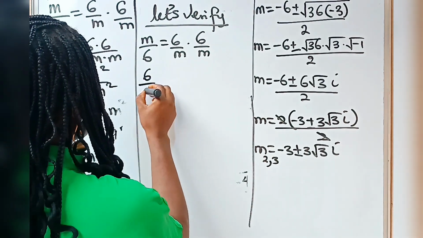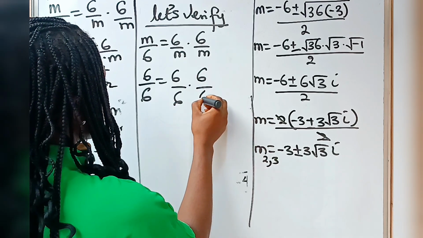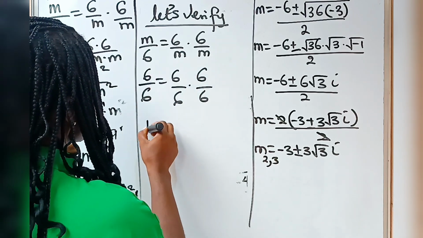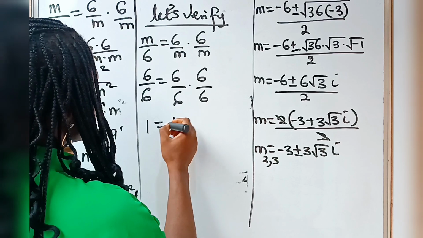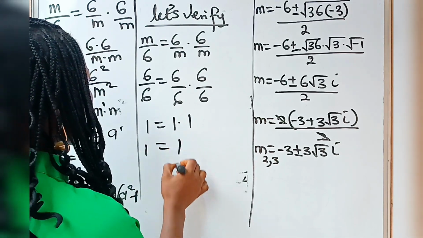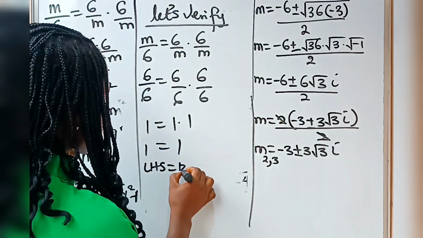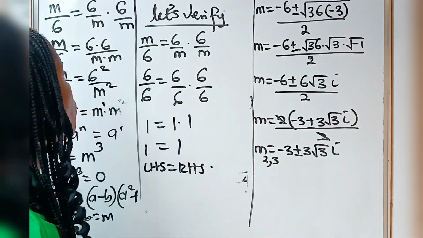So you have 6 over 6 is equal to 6 over 6 multiplied by 6 over 6. Now 6 over 6 is 1. So we can see that 1 is equal to 1. So the left hand side is equal to the right hand side, and this shows that what we solved is correct.